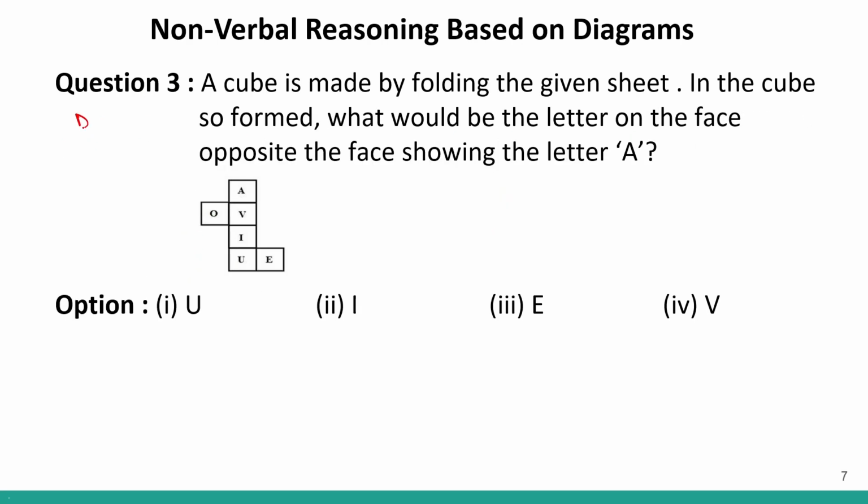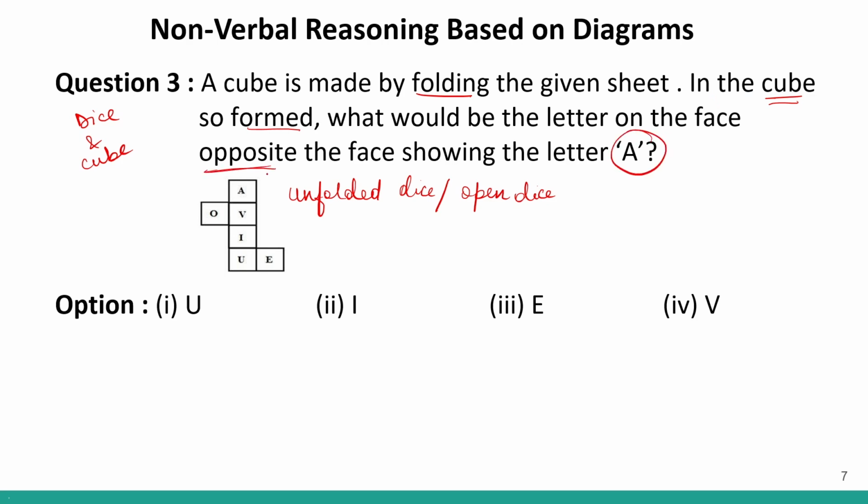Now, this is a dice and cube question. This is an unfolded dice, or you can call it an open dice as well. And we have to fold it to form a dice or a cube. After folding, we have to find the letter opposite to A.